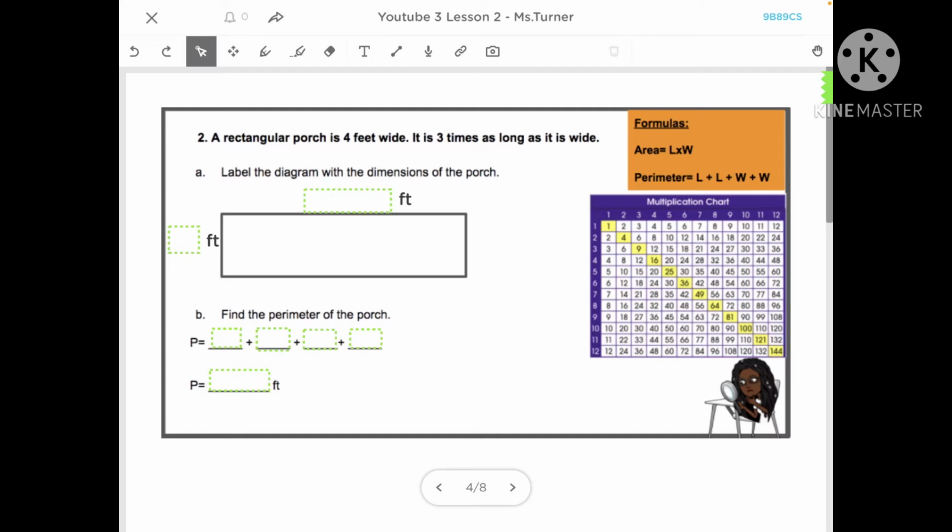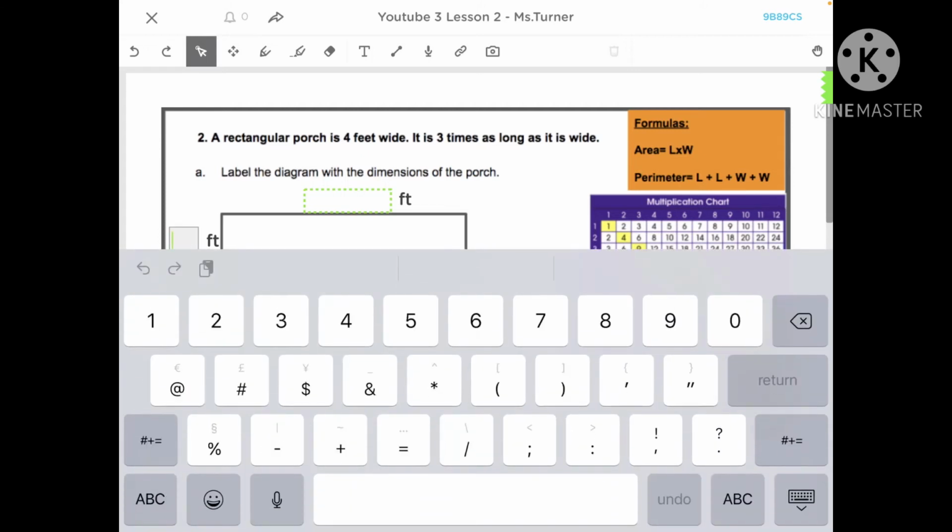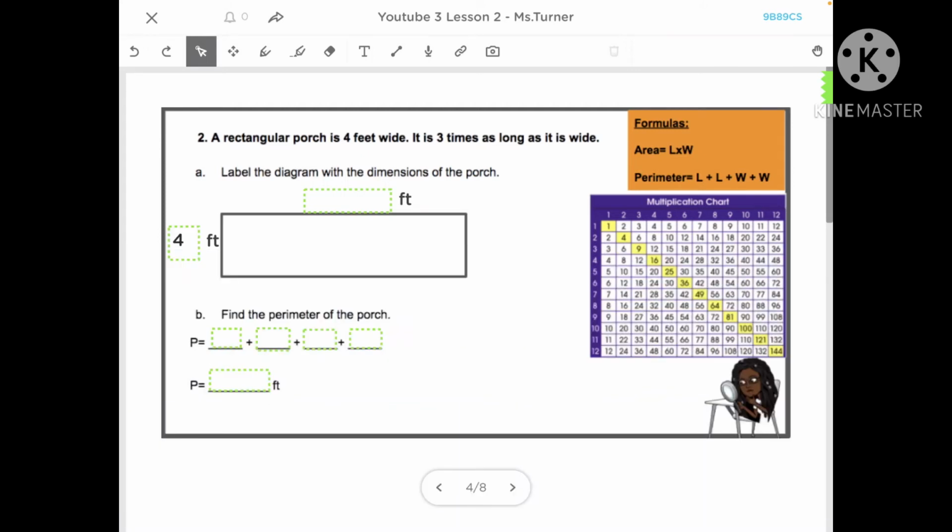If you're getting stuck, I'm going to reread that first part of the sentence. It says a rectangular porch is 4 feet wide. Does wide mean width or does wide mean length? Yeah, it means width. So that means I know my width. It says it's 4 feet wide. So I know that my width is 4 feet. So I'm going to go ahead and place a 4 for my width.